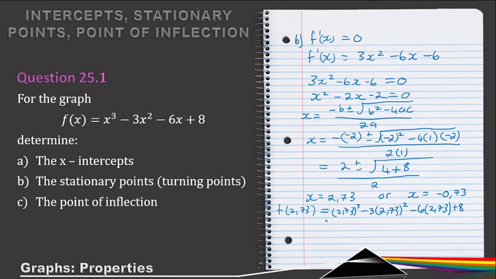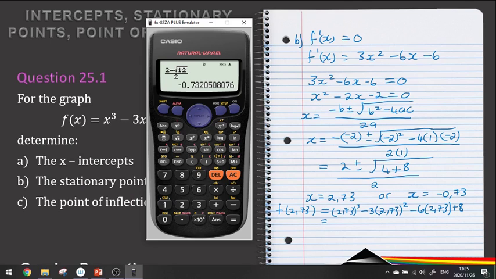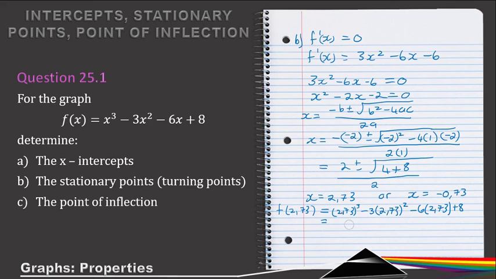All right, and then this gives us, right, so I'm just going to type this in: 2.73 to the power of 3, minus 3 times 2.73 squared, minus 6 times 2.73, plus 8. So this is negative 10.39.